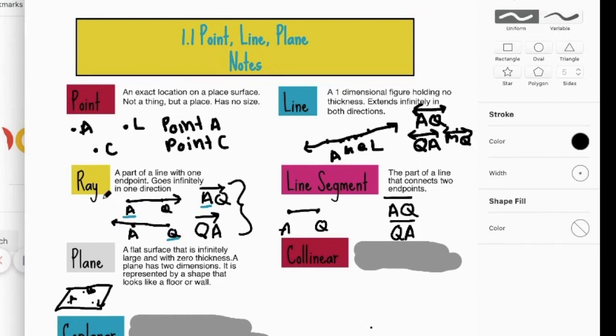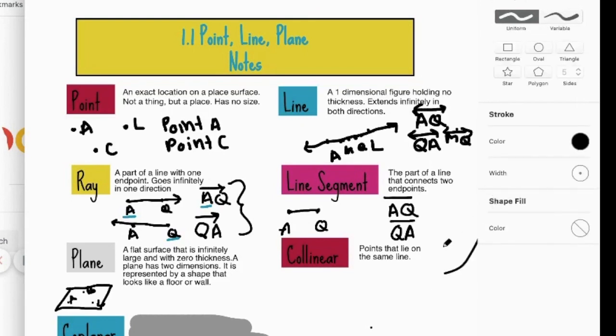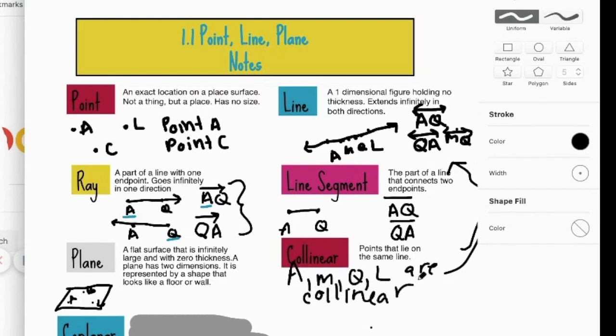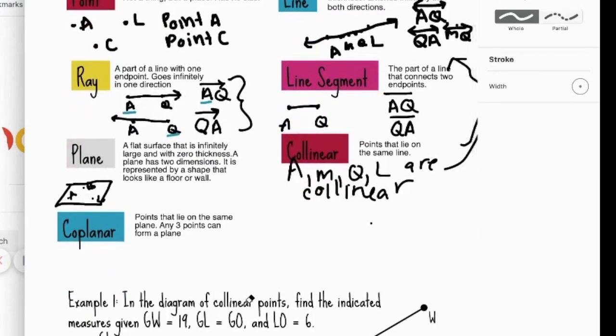So now we have 2 words that are very similar, collinear and coplanar. So collinear means points that lie on the same line. So for instance, when we did our example above, where I had the multiple points there, creating our line, points A, M, Q, and L are collinear because they're on the same line. Coplanar in that sense means points that lie on the same plane.